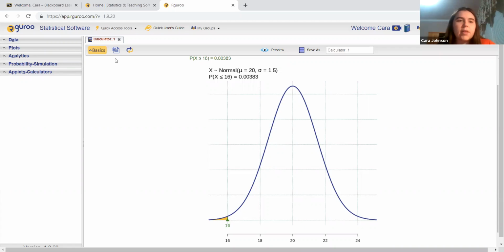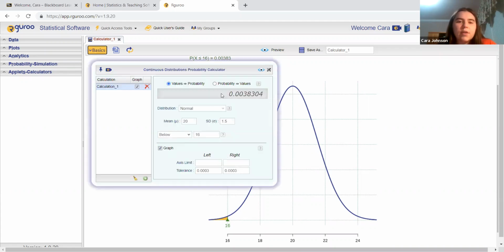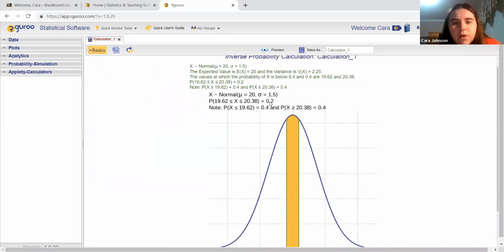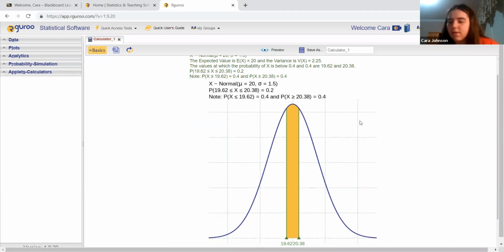So now we're given probabilities. We're looking for data values. So let me switch the mode here. We're doing between tails first. If we have 20% in the middle, we have 80 remaining percent that's going to be split evenly between the two edges, 40% on each edge. So your lower tail is 0.4, your upper tail is also 0.4. Hit the eyeball. You can see that your middle 20% here, it has a probability of 20%, is between 19.62 and 20.38 minutes.